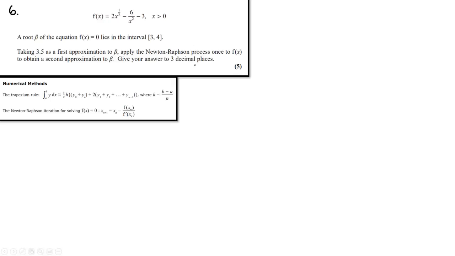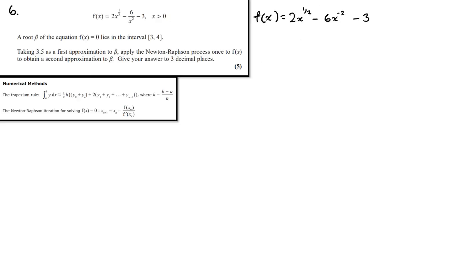So if we start with this here, then we've got f of x, and we also need f prime. Okay, we need to differentiate f of x here. So if we've got f of x, what I'm going to do is just write this in index notation. So this is 2x to the power of a half. The only thing that we need to change then is this minus 6 over x squared. So we can write that as minus 6x to the minus 2, and then we've got minus 3. Now we need to differentiate this here with respect to x.